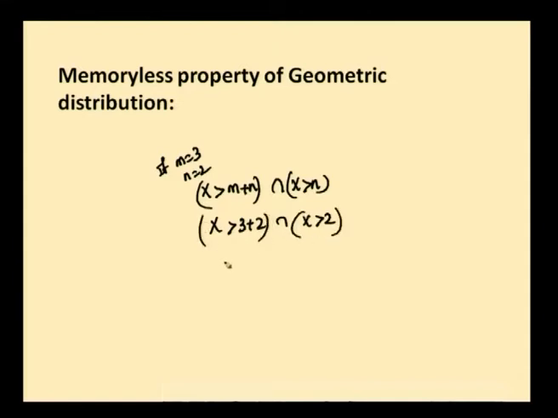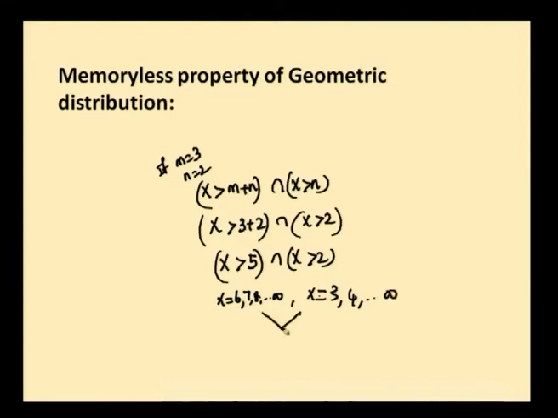What is the area going to represent? X is greater than 5 intersection x is greater than 2. X greater than 5 means x is taking the value 6, 7, 8 etc. up to infinity. X is greater than 2 means x is taking the value 3, 4 etc. up to infinity. Out of this, what is the common intersecting area?